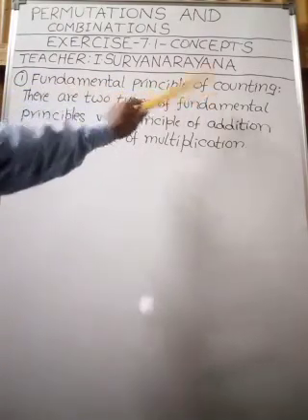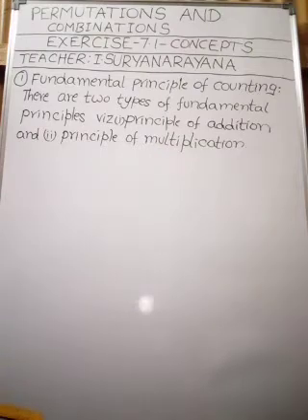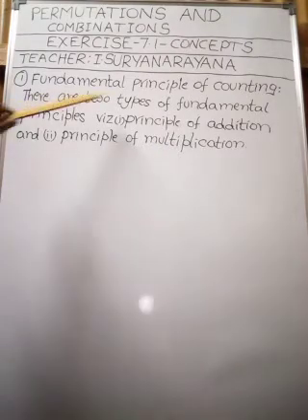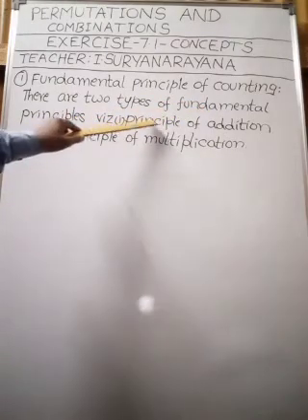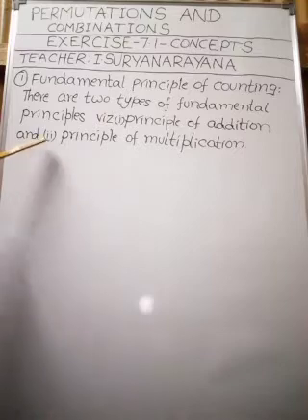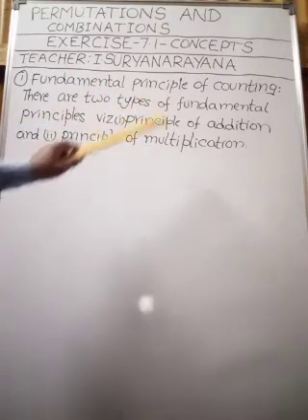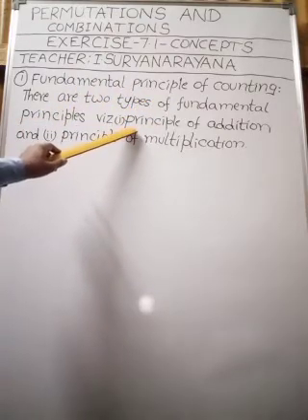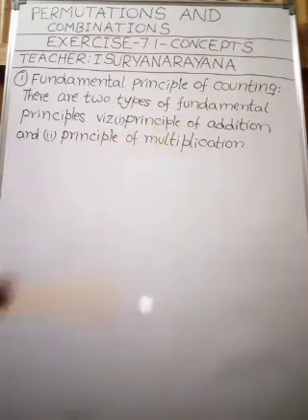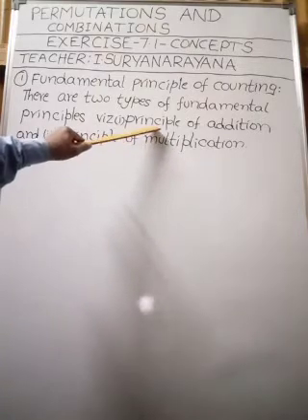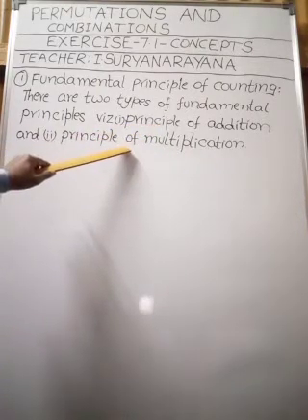Fundamental principle of counting. What is meant by the fundamental principle of counting? There are two types of fundamental principles. The first one is the principle of addition and the second one is the principle of multiplication. How many types of fundamental principles of counting? Two types. The first one is the principle of addition and the second is the principle of multiplication. In which context and in which case do we use these concepts?